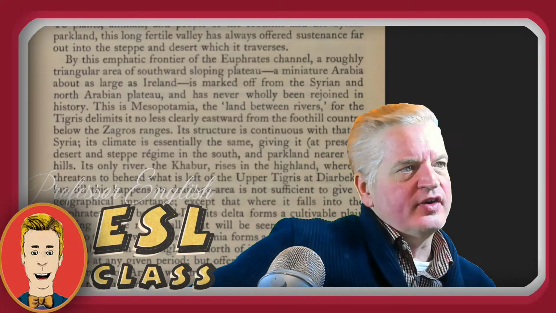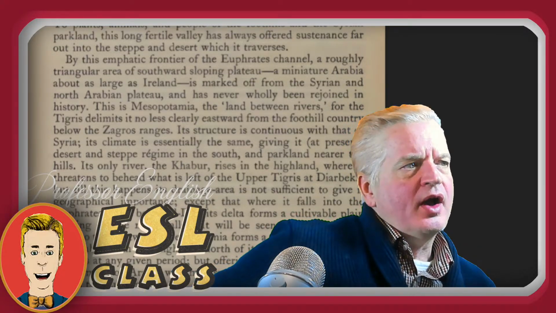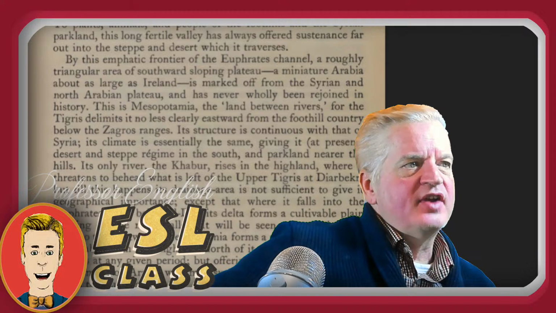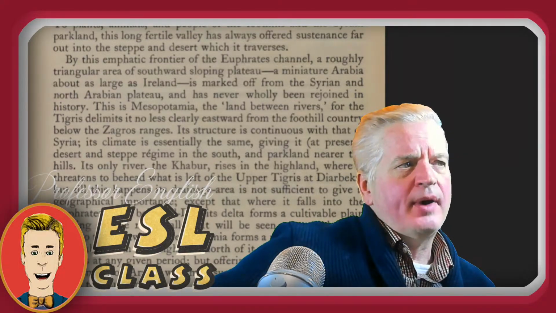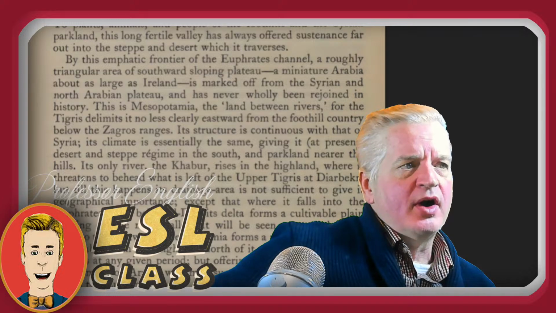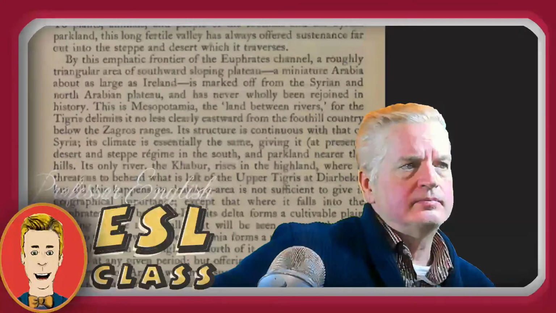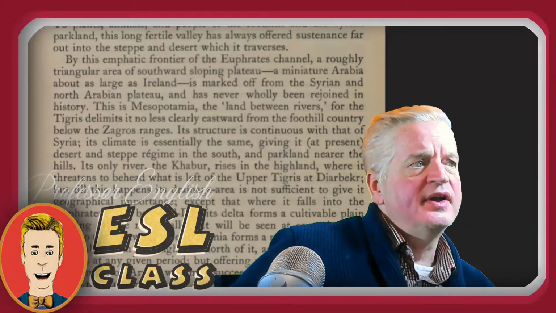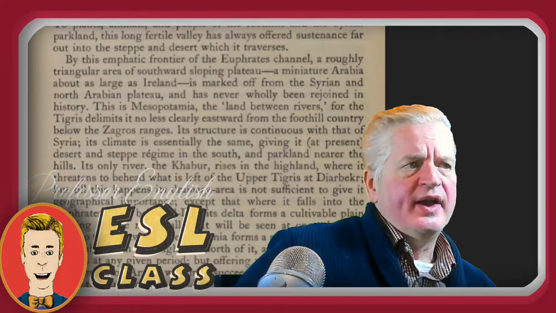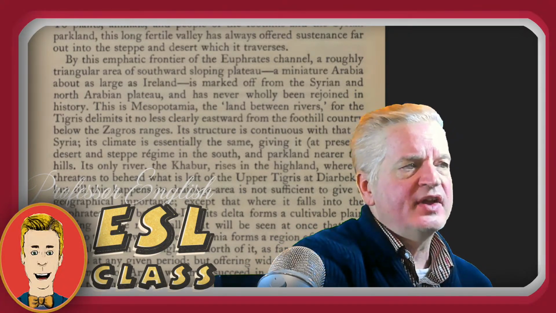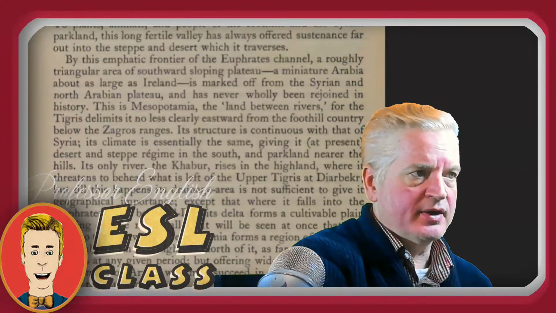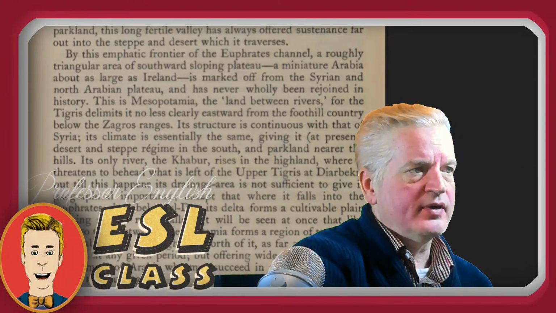By this emphatic frontier of the Euphrates Channel, a roughly triangular area of southward sloping plateau, a miniature Arabia about as large as Ireland, is marked off from Syrian and North Arabian plateau, and has never wholly been rejoined in history. This is Mesopotamia, the land between rivers.